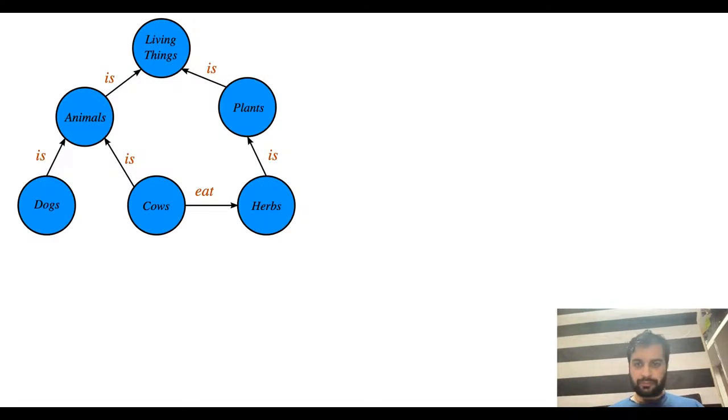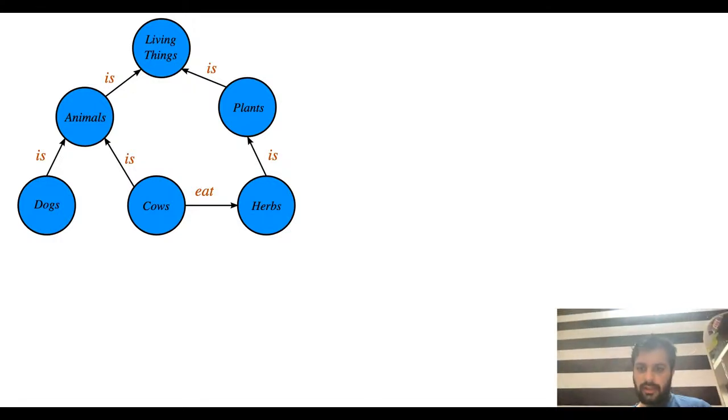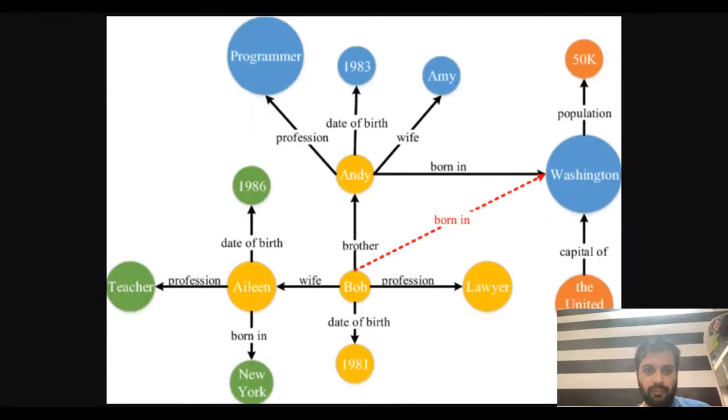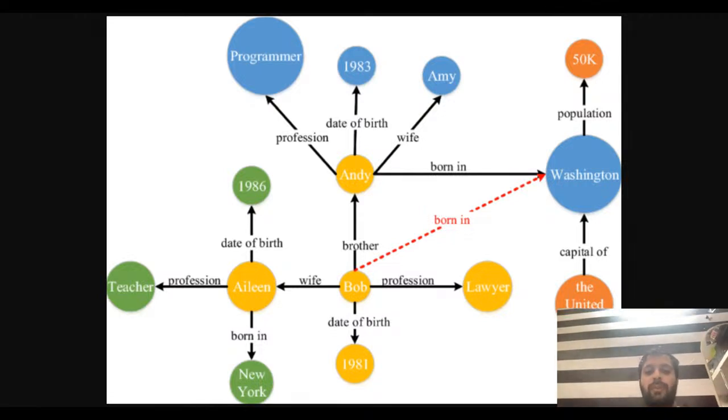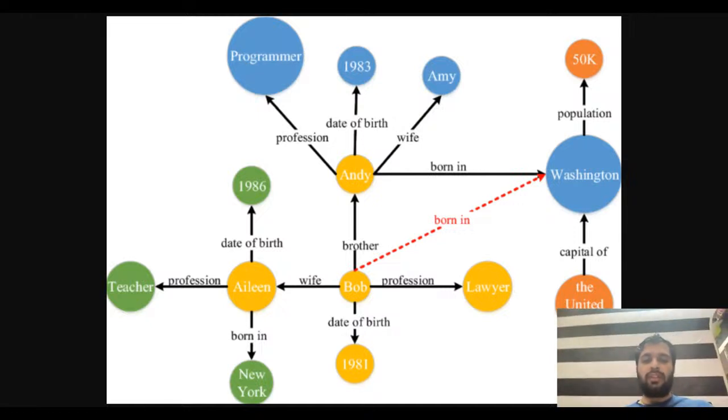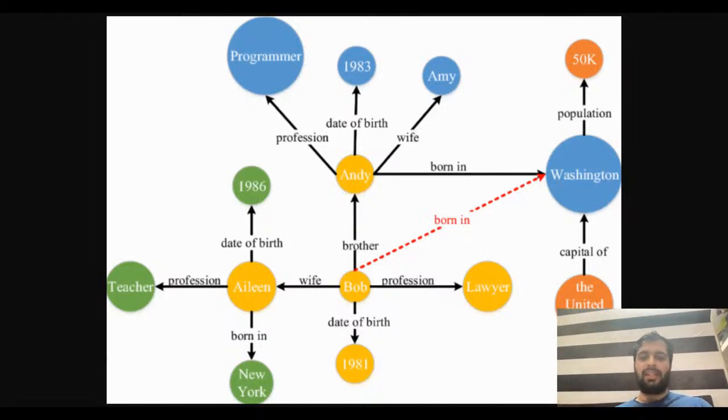No issue. Here's one more example. Let me open it. Yeah, this is also a good one. We can consider this as well. See, Andy, professional programmer, date of birth 1983. Wife Amy, born in Washington. Now Bob is also born in Washington. So I don't have to repeat my data. Getting my point? I'm not repeating my data. I'm only giving the connection of Bob with Washington, which was already done previously. Now I only have to make the connection.